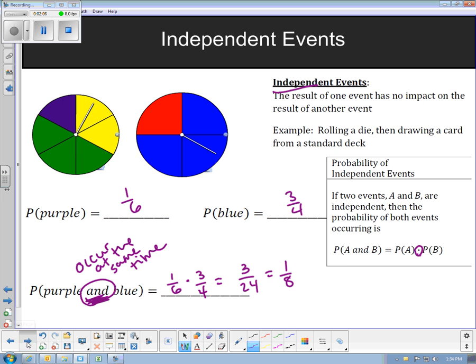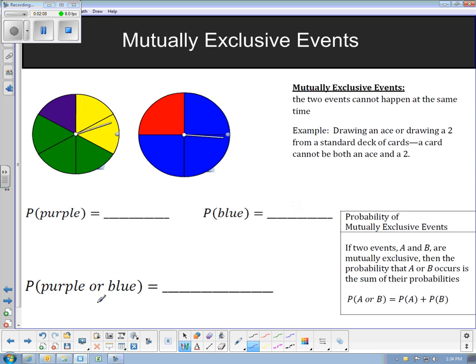Now, what makes these events mutually exclusive is if I want either one to occur. So they still don't affect each other. The two events can't happen at the same time, so I can't do a purple and a blue on the same wheel because they're not on both wheels, they're on separate ones. So now if I'm happy with either or, I want the probability of purple or the probability of blue. Again, purple was 1/6, blue was 3/4. If I'm happy with either or, either one works. I only want one of them, but I'd be happy with either one.